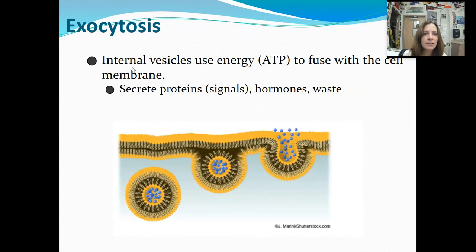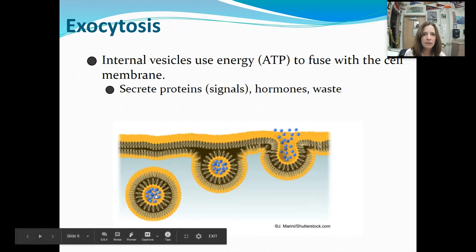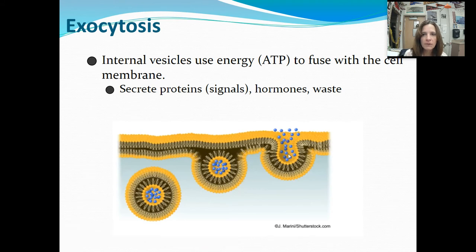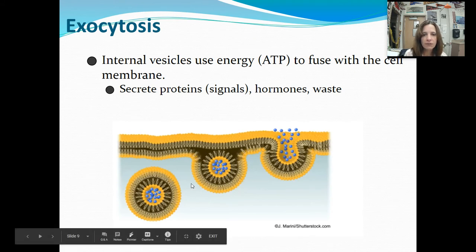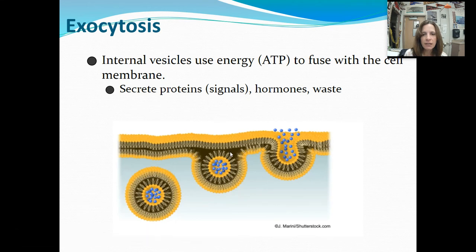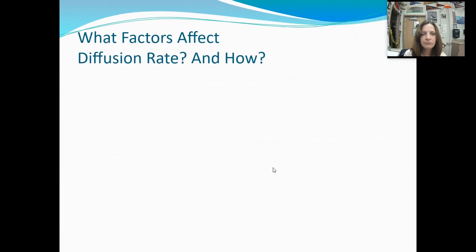So exocytosis is where the molecules inside of the cell are going to be secreted. So they're larger, they're proteins and bigger, like hormones and waste. And so here you have a vesicle, and it's now fusing with the membrane because look, it's made of the same exact molecules, phospholipid bilayer, so it can just fuse with the membrane. So what factors affect diffusion rate? How fast things diffuse, and how do they do it?